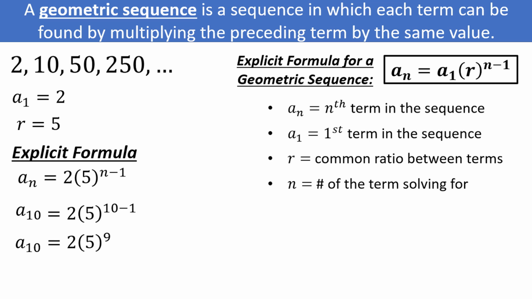If you plug this into your calculator, you should get 3,906,250. So you can see how quickly geometric sequences can grow if the value for r is even as small as 5.